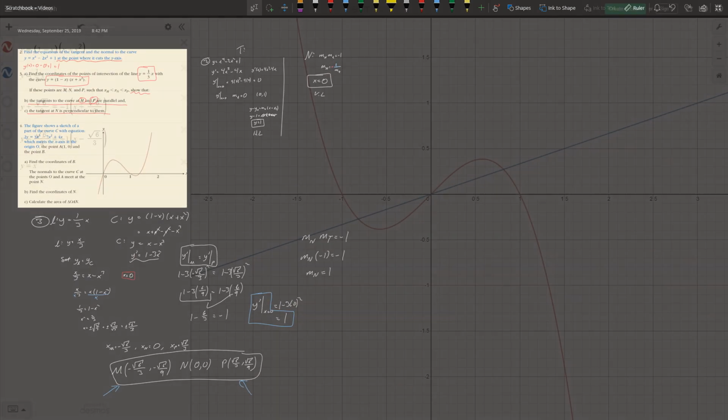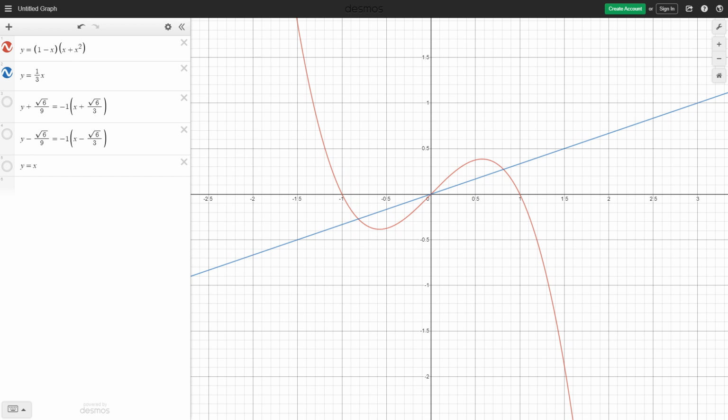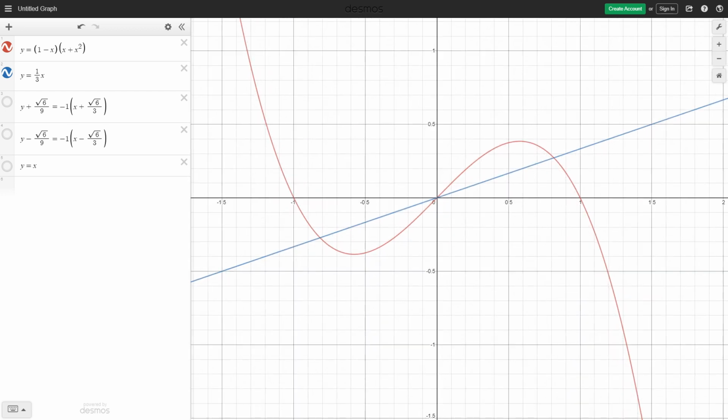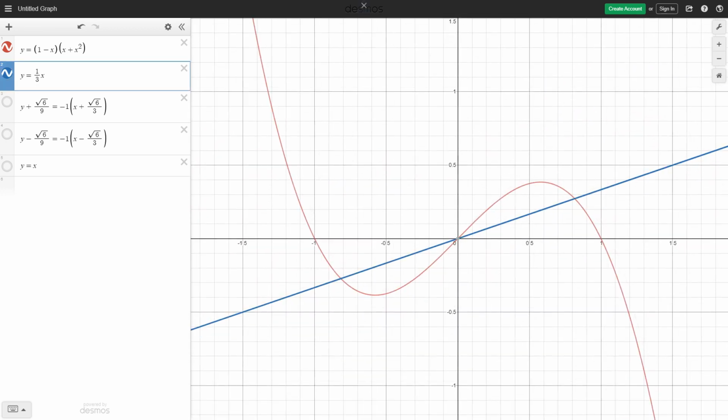Okay, now I'm going to show you the graphs. Alright guys, so I have this ready and set up. The red curve is the curve, and the blue line is, well, the line. As you can see, they intersect at 3 points, just as we predicted: M, N, and P. So we have point M, point N, and point P. This is, of course, estimated. We have negative 0.8 here. It's actually negative radical 6 over 3.